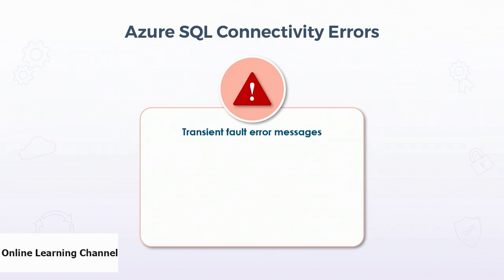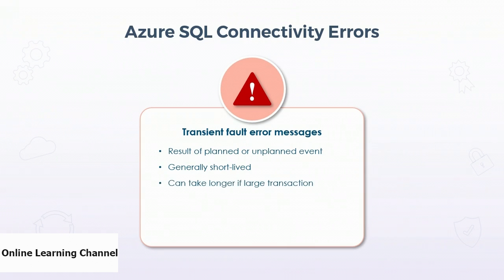Transient fault errors can result from either planned events, such as an update to a system, or unplanned events, such as temporary network traffic overload. These sorts of errors are typically short-lived. If the client simply retries a request a few seconds later, they often succeed. When it comes to databases like SQL Server, transient fault errors can sometimes last longer because a large transaction is taking place, such as a re-indexing of the database.